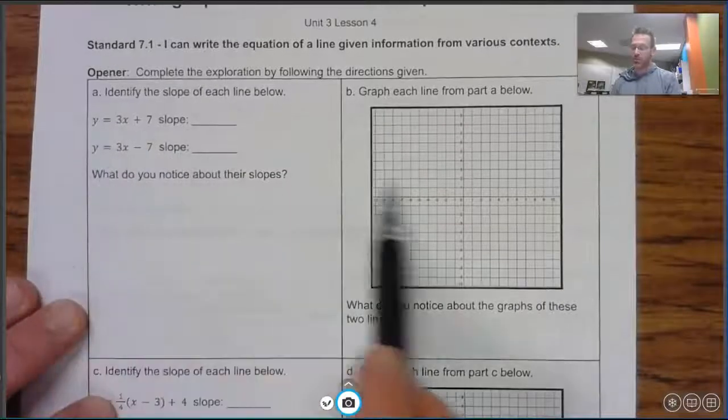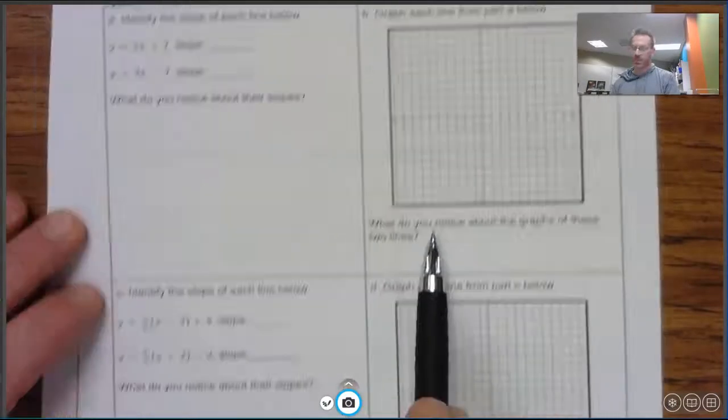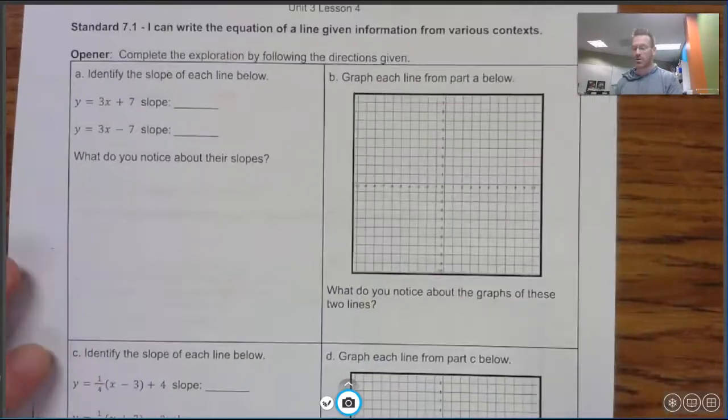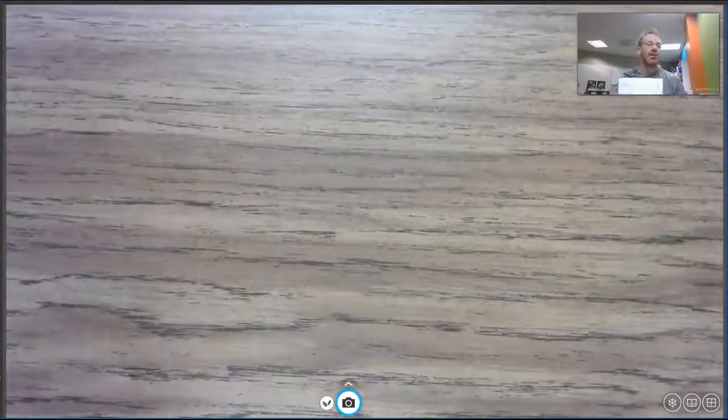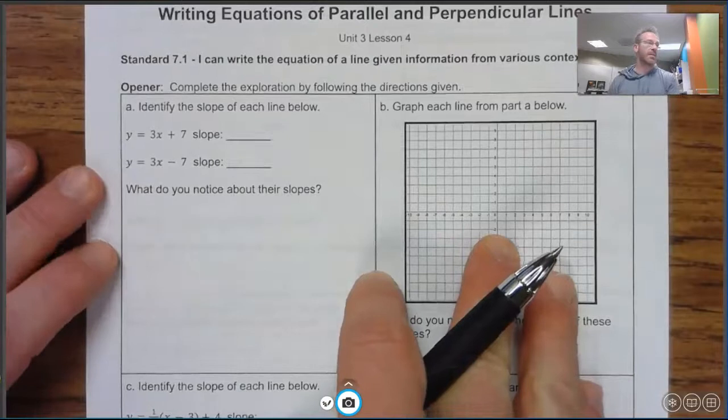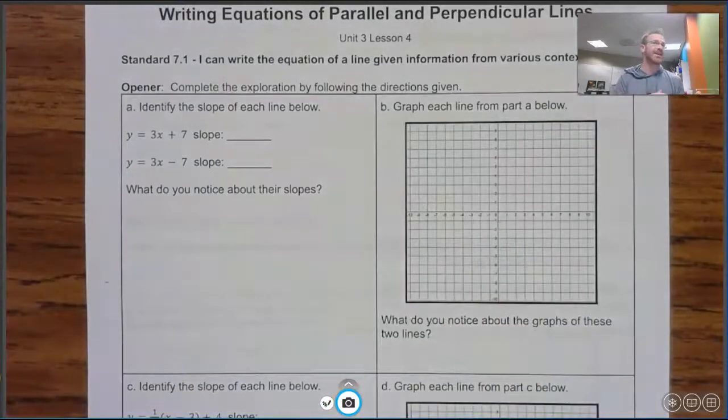So what you're doing is just kind of side to side here. Identify your slopes, graph the lines. What do you notice? Identify your slopes, graph the lines. What do you notice? And you're going to do this on 4 different pages. The idea is hopefully once you've done that exploration, you'll see some patterns. This is probably going to take you 8 to 10 minutes, maybe 15 minutes, but please go through it properly. So really do the work.